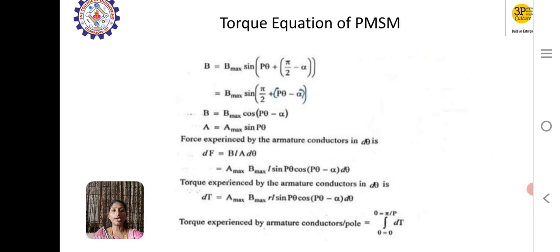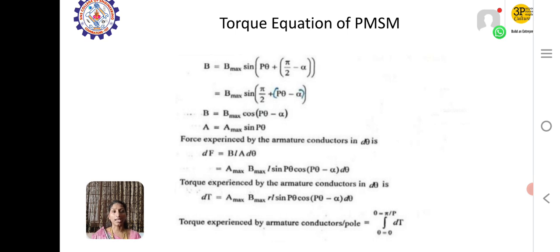This is how we choose the angle with respect to the ampere conductor and flux density distribution. We all know that the flux density equation is B equal to B max sin P theta. Along with that we have an angle difference, that is pi by 2 minus alpha, so we are going to add pi by 2 minus alpha. From this, B is equal to B max sin (P theta plus pi by 2 minus alpha), which is the angle difference in the distribution waveform.